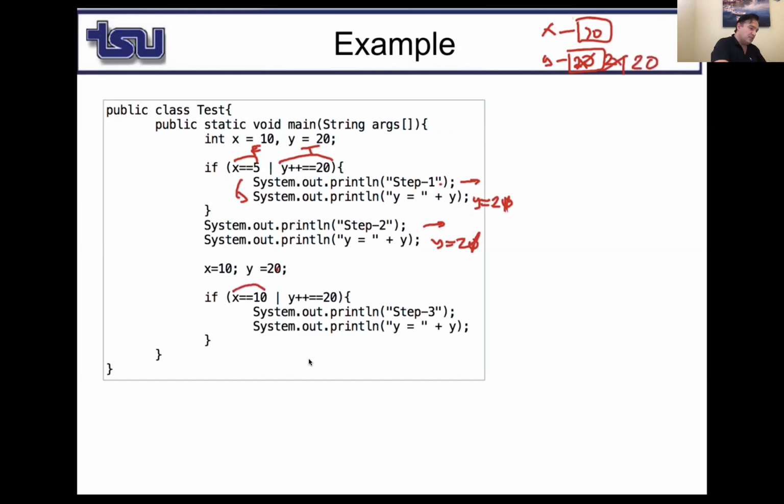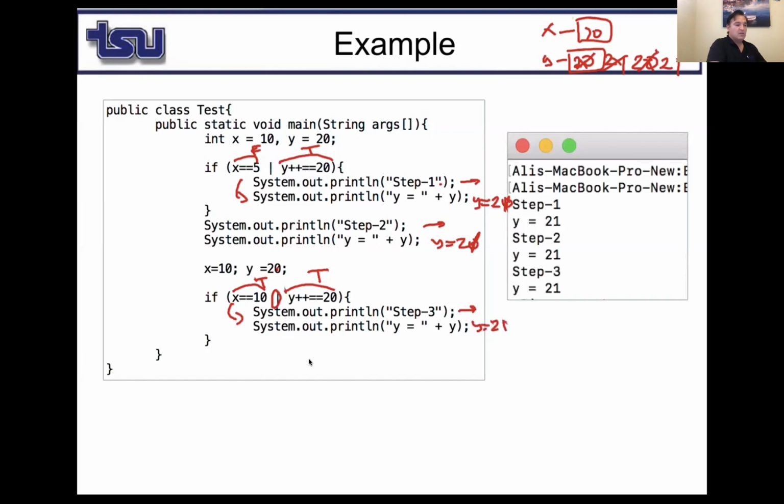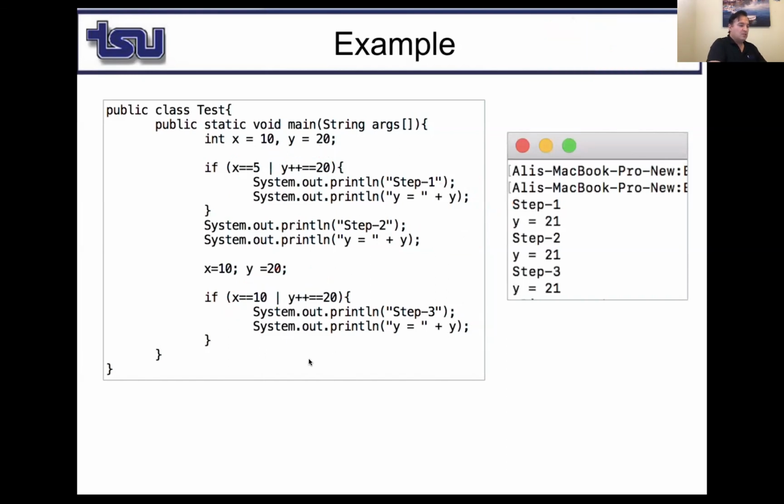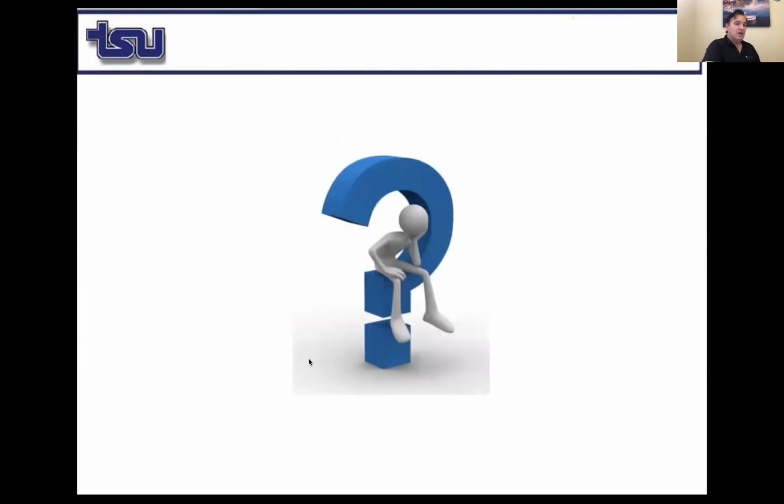And this is what? True. Even though this is true, even though I didn't need to execute it, since this is a single pipe, I'm going to go and do this. This is true. And then I'm going to increase y by 1, 21. True or true is true. I get into step 3 and y is equal to 21. Okay. So that means I execute all those statements. I hope this was clear. So I'm going to stop here talking about control structures.